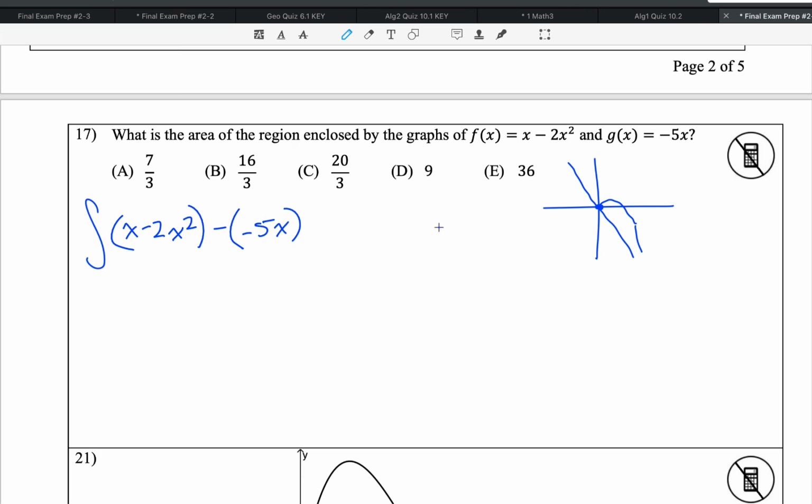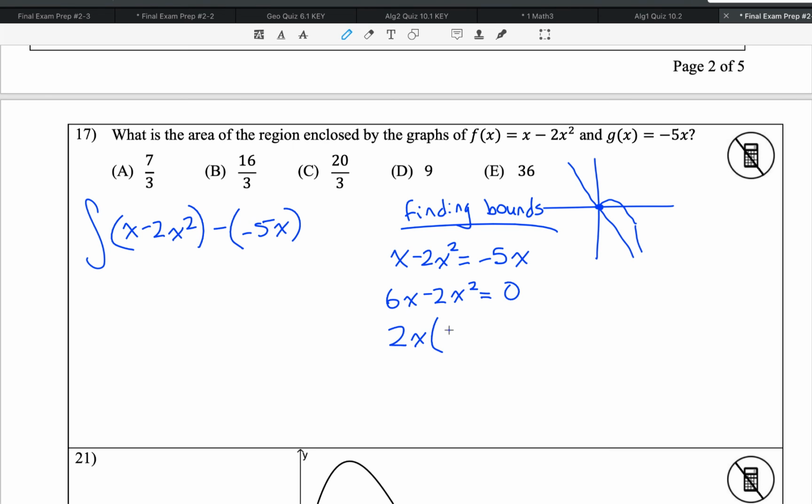So let's set them equal to each other to figure out where they intersect each other. So this is me finding the bounds. To do that, set them equal to each other. X minus 2x squared is equal to negative 5x. I'm going to add 5x to both sides to move it over to the left-hand side, and I have 6x minus 2x squared is now equal to 0. I'm going to factor out a 2x. When that's factored out, I'm left with 3 minus x is equal to 0. And using the zero product property, 2x must be 0. That's one solution. And 3 minus x equals 0 is another solution.